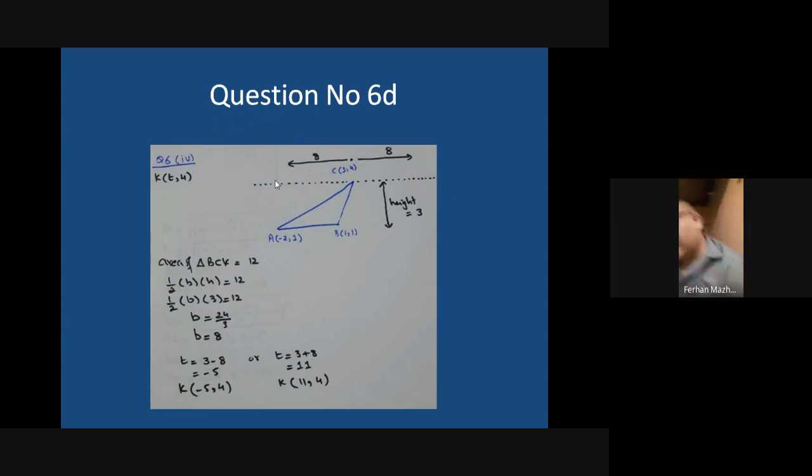And if the K point is on the right side of this point C, then it will be 8 steps in this direction. So its x is 3. Add 8 to it, and it will be 11. So if the K is here somewhere, then its coordinates will be 11 comma 4. So there are two values of t, one is minus 5 and the other one is 11. The coordinates of K can be minus 5 comma 4 and 11 comma 4.